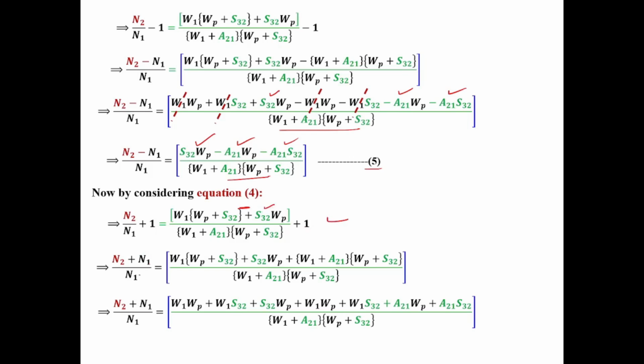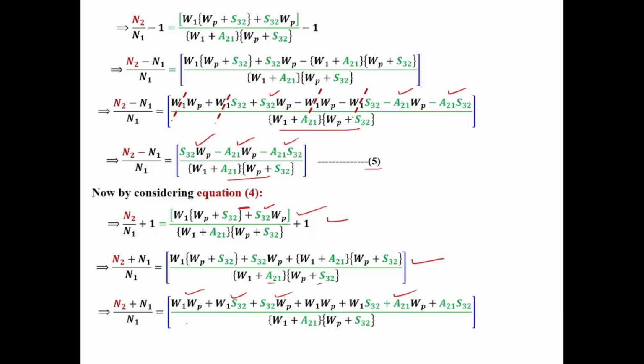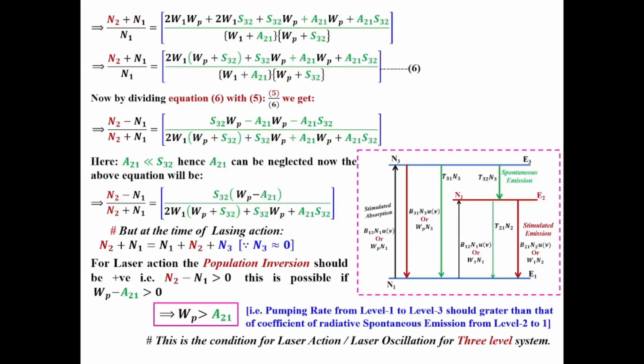That implies N2 plus N1 by N1 will be equal to this one. After simplification of this term, we can find this one. Then further simplification, we can find W1 into WP plus S32 plus S32 WP, and so on by these two terms. That implies N2 plus N1 by N2 is equal to, here you can see, W1 into WP, one term, and another W1 into WP. So it will be 2 W1 WP, right? Written over here.